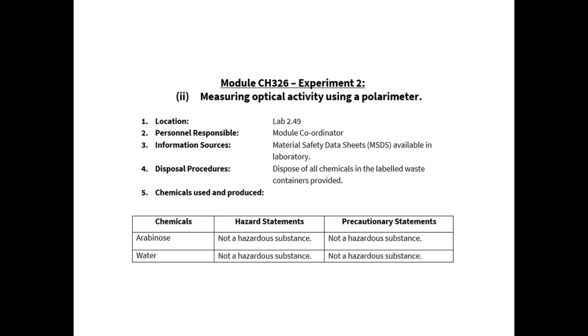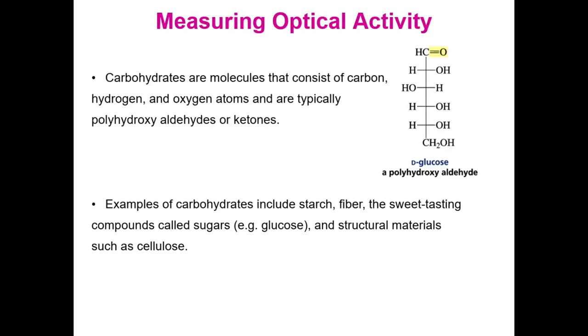So I'm just going to go through a pre-lab talk for the experiment measuring optical activity using a polarimeter. First of all, I just want to mention and talk a little bit about carbohydrates, because we will be working with a carbohydrate molecule today. Carbohydrates are molecules that consist of carbon, hydrogen, and oxygen atoms predominantly, and are typically polyhydroxyaldehydes or ketones. You have an example of D-glucose on the right, which you've met before, a polyhydroxyaldehyde.